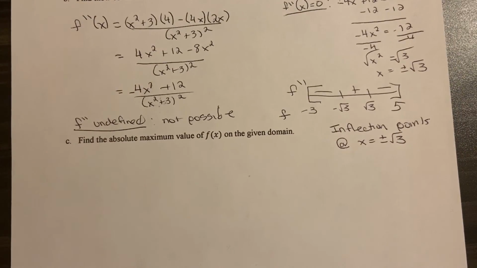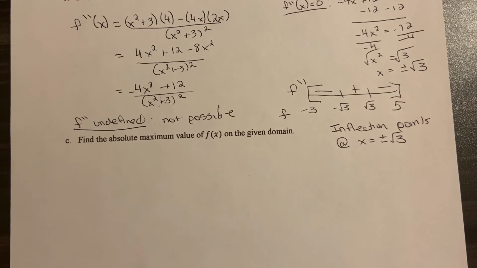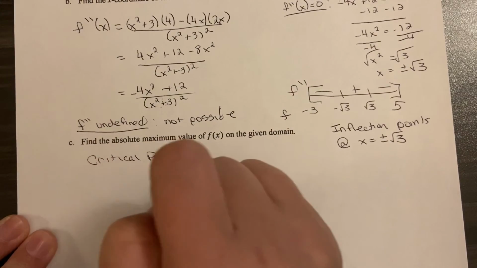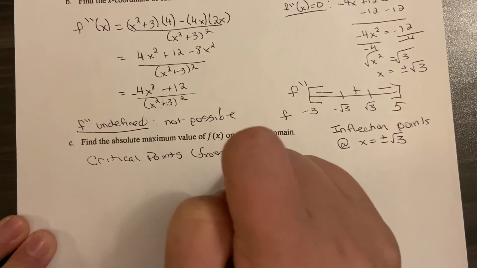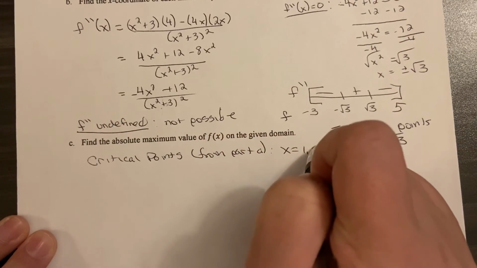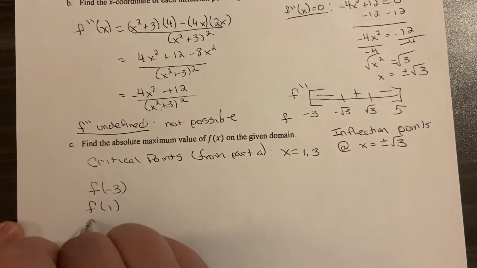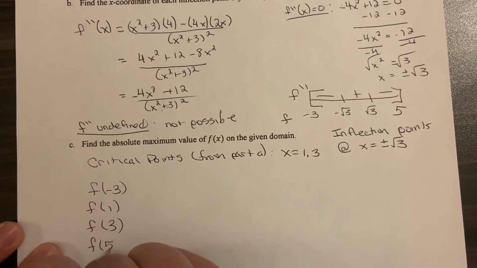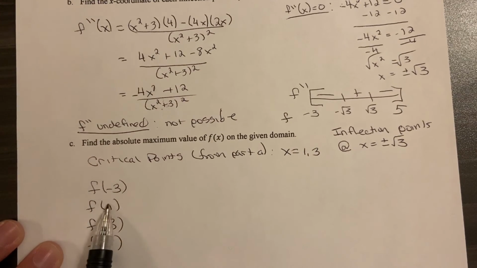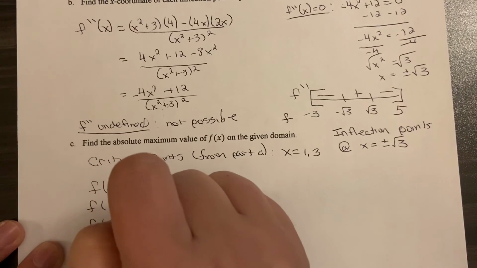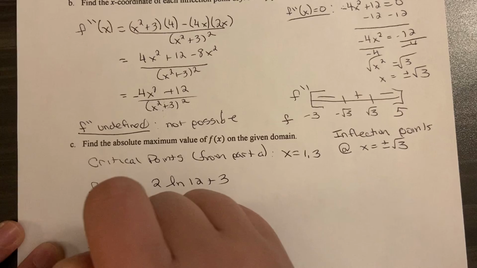Okay, and then the last one, find the absolute max of f of x on the given domain. So what we're going to do is just pull our critical points from part A. So 1 and 3. And we test f at the endpoints and the critical points. So our endpoints of our domain are negative 3 and 5. Our critical points from our first derivative test are 1 and 3. So I'm just going to sub it all into the original f of x function. And I'm just going to write these out.